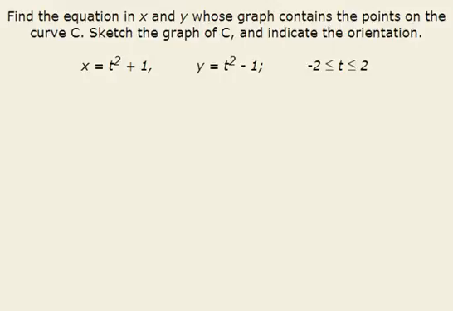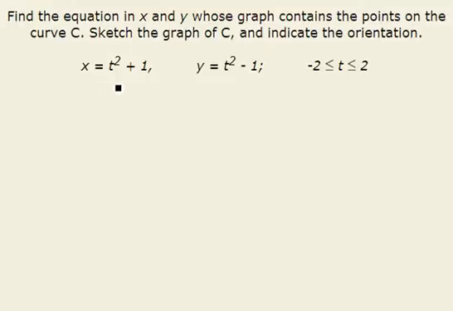In this problem, we are asked to find the equation in x and y whose graph contains the points on the curve, where x is defined to be t squared plus 1 and y is defined to be t squared minus 1, for t taking on the values from negative 2 to positive 2. We're also asked to sketch the graph and indicate the orientation.